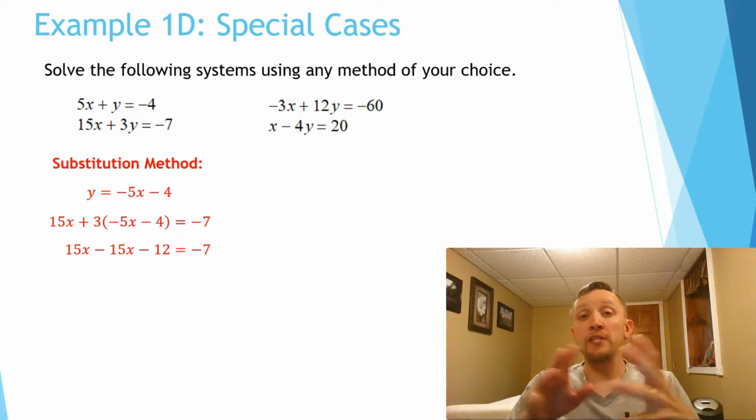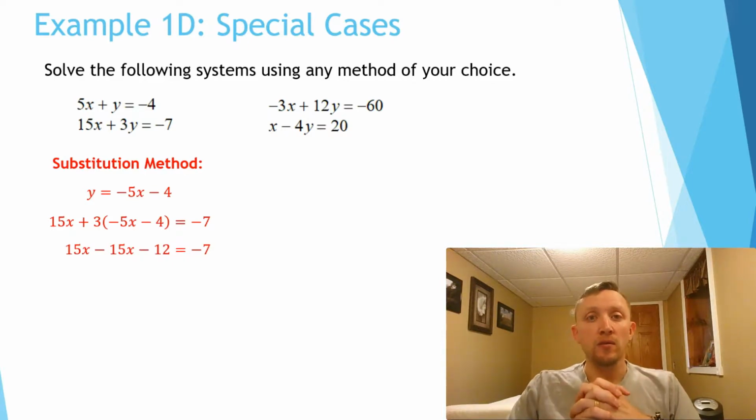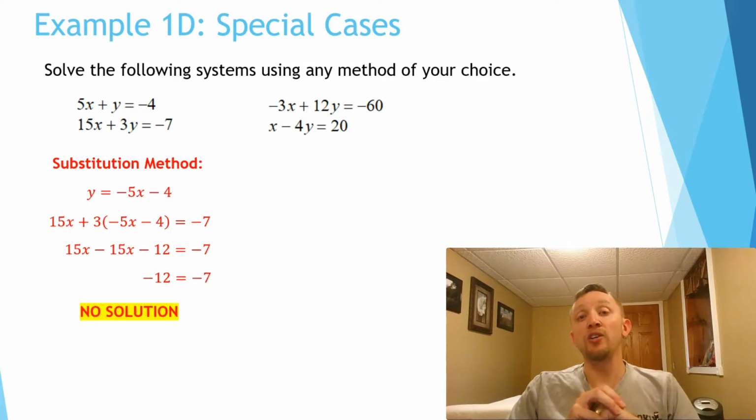Now if you notice, 15x minus 15x equals 0. The x's disappear. The x's are eliminated. So we're left with negative 12 equals negative 7. Now clearly negative 12 does not equal negative 7. So this would be a situation that would be no solution. Okay, so that's how that special case would look. Let's look at the next one.